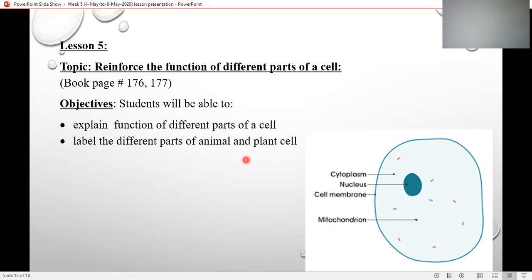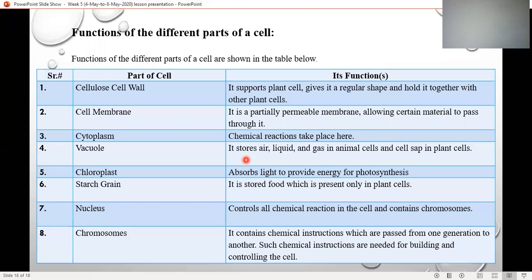Okay, so these are the parts of cells, parts of animal and plant cells actually. Okay, so cellulose cell wall, what is the function of the cell wall?